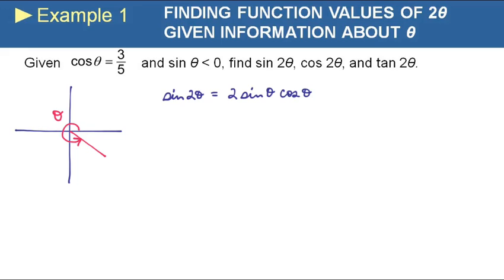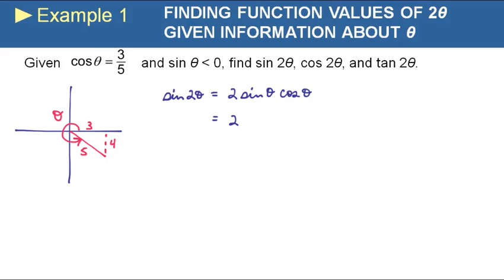Now we'll start out by finding the sine of 2 theta, so let's first look at the sine of 2 theta identity and see what we have and what we don't have. Well, they did give us the cosine of theta in the problem, but they did not give us the sine of theta, so we'll have to find that on our own. Since cosine of theta is 3/5, we know the horizontal side is 3 and the hypotenuse is 5, and the vertical side is 4. You can use the Pythagorean theorem to find that.